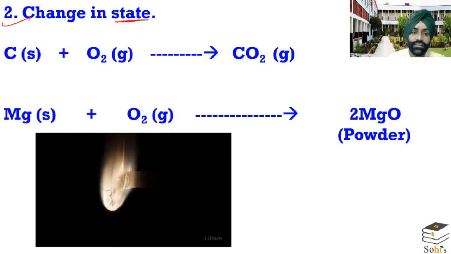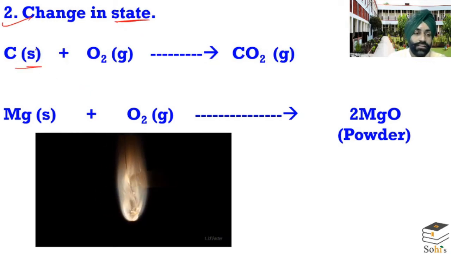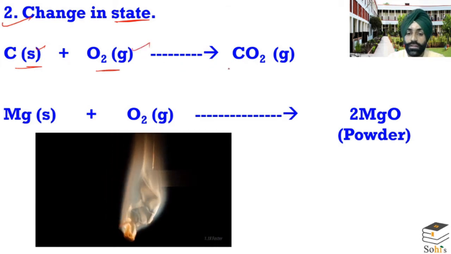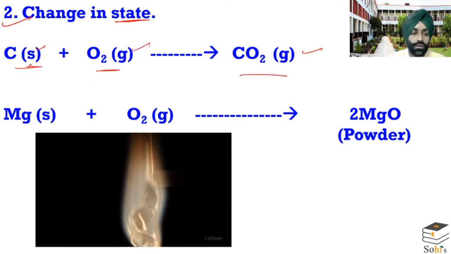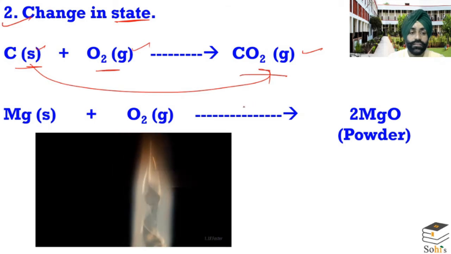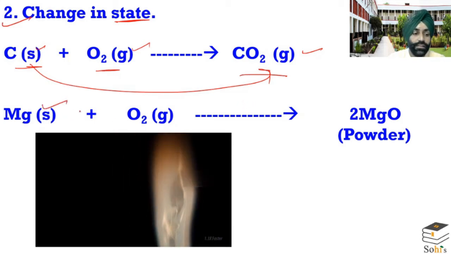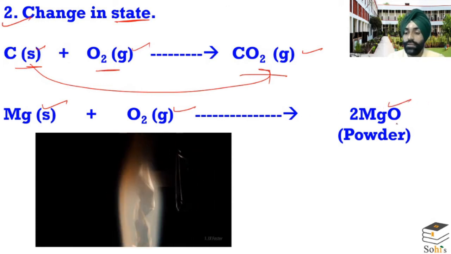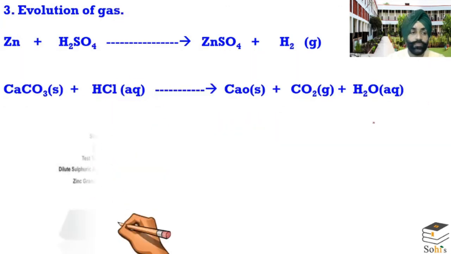Number 2 is change in state. Carbon is a solid. When we combine it with oxygen, which is a gas, it produces carbon dioxide gas. So solid converts into gas, it means it is a chemical change. Same as magnesium, it is solid, combined with oxygen, it gives magnesium oxide.